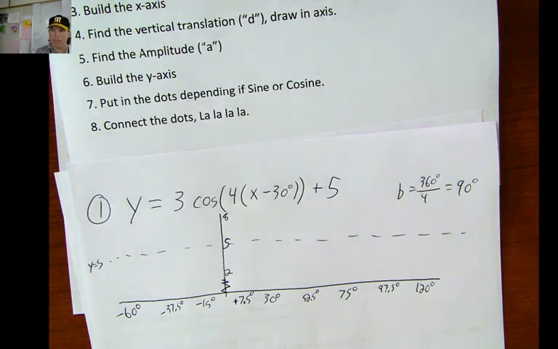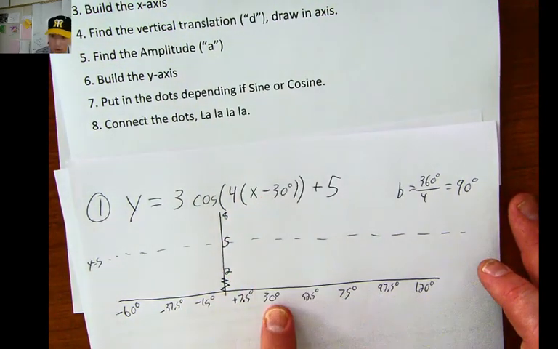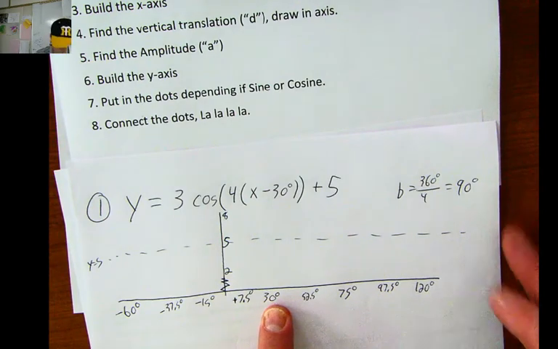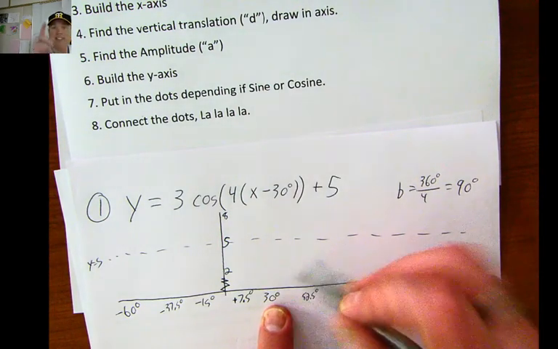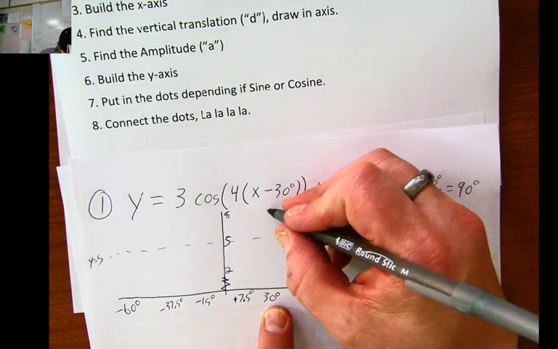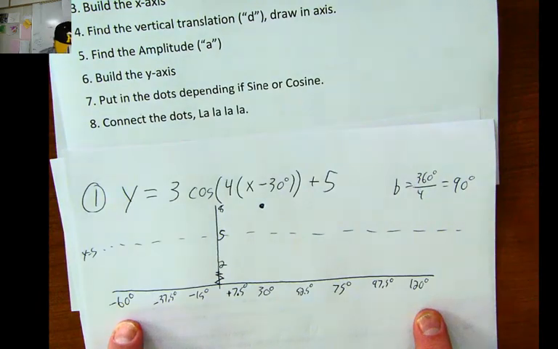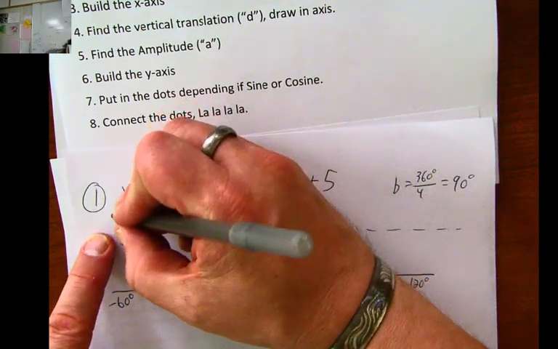Now, step 7, put in the dots depending if it's sine or cosine. You go to 30 degrees, that was my starting point, and we're dealing with the cosine. This is how Elliot does his cosine graphs. He knows that cosine starts at 0, 1, or up top. And because it starts up top, that means that both endpoints are also going to be up top.